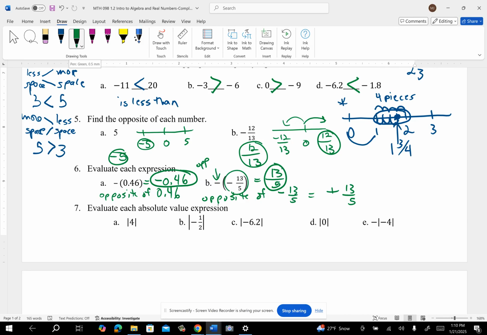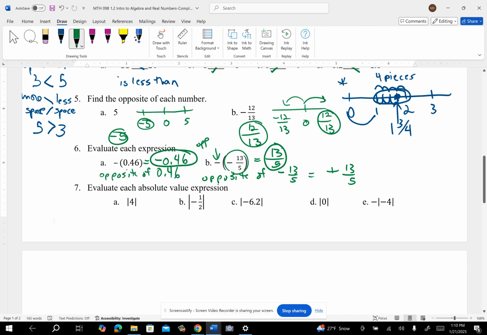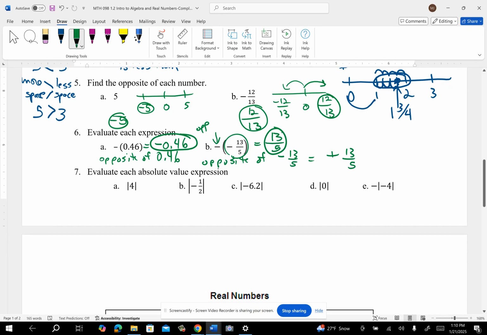Okay. All right, and then absolute value is different. Absolute value and opposites are different. Absolute value is distance from 0. Distance from the center. So it's always positive. Right? And the symbol for absolute value would be these two vertical lines like that.